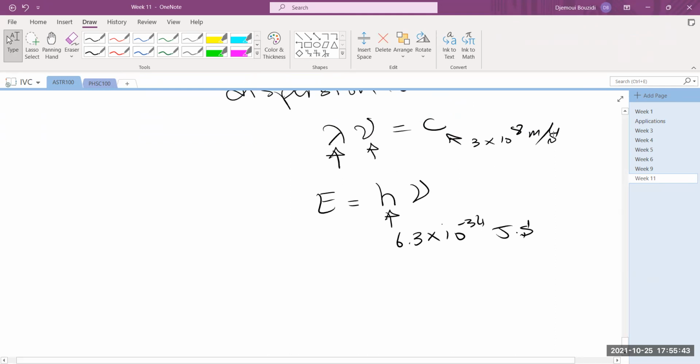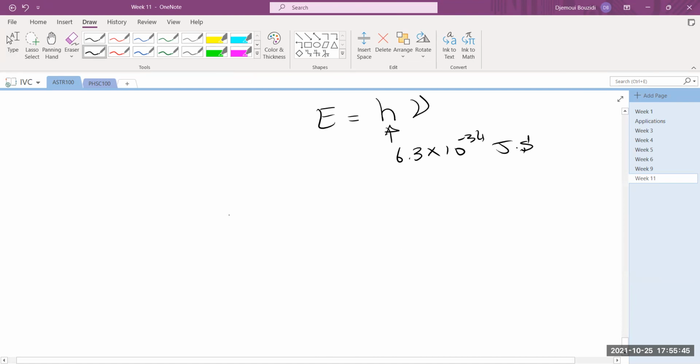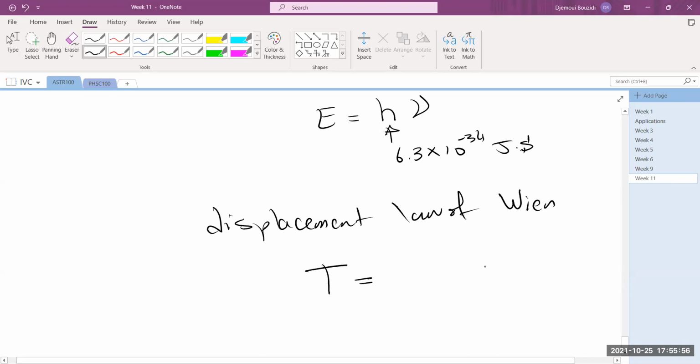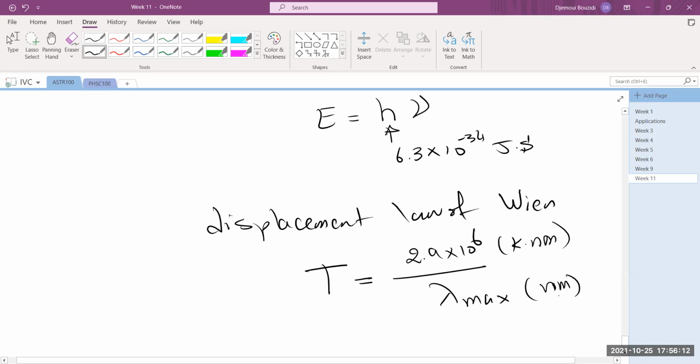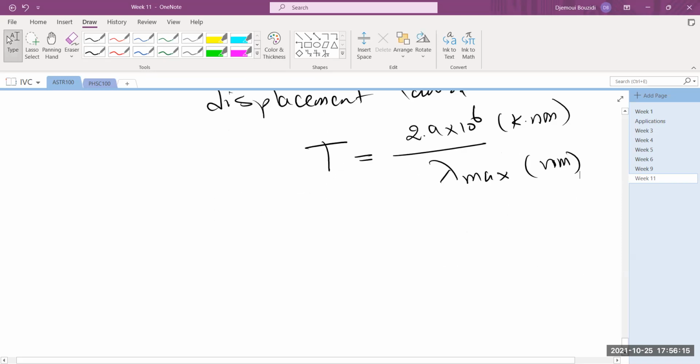The third law that we discovered has to do with the displacement law. So the third law is the displacement law. And this one gives me the temperature of a given object if I know its maximum wavelength. And in here I have 2.9 times 10 to the power 6. And this is in Kelvin nanometer, provided this wavelength is actually measured in nanometers also. So this is the third law that we discovered today.